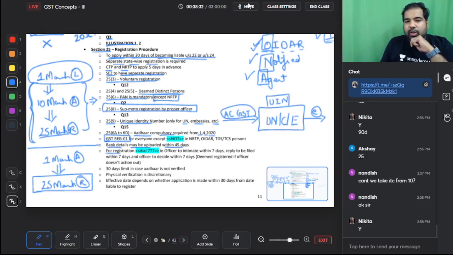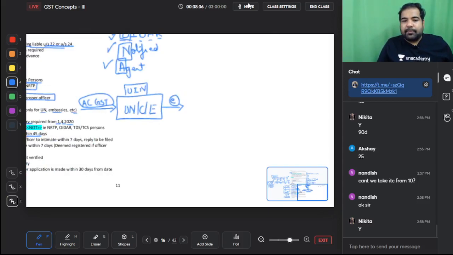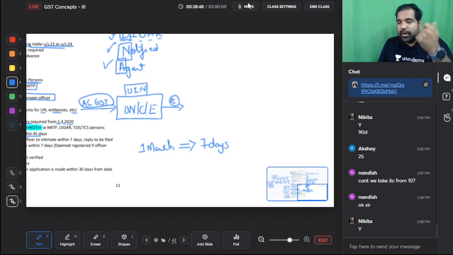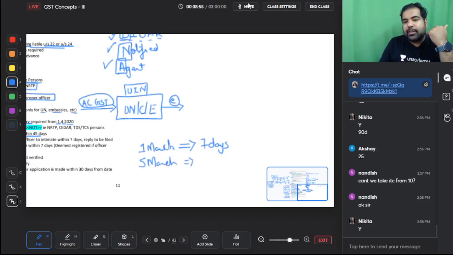For registration, the shortcut is dial 777. What I mean is, guys, you have to apply. Let's say you apply on the 1st of March. Then the officer gets 7 days to respond to you. If he doesn't respond to you, that's his mistake. So it's deemed acceptance. So you get registered. If he responds to you, let's say on the 5th of March, then you get 7 days to respond back to him. And if you don't respond back, it's your mistake. It will be a deemed cancellation.